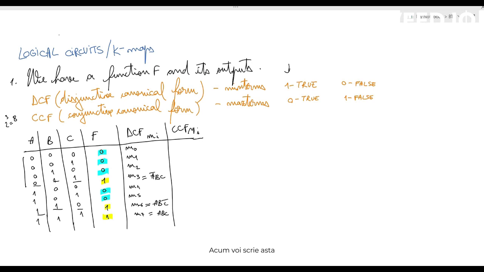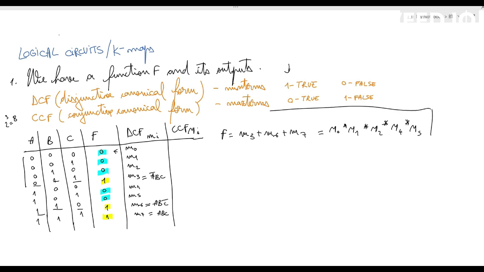Now I'm going to write this. So a function is equal with the sum of the min terms, and the min term is a product, so f is going to be m3 plus m6 plus m7, and it is also equal to the product of its max terms, and max terms are those with 0, which is m0 multiplied by m1, m2, m4, and m5.